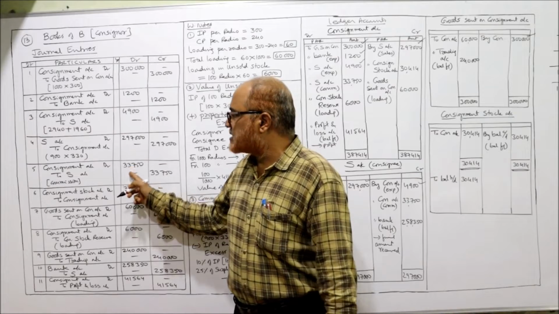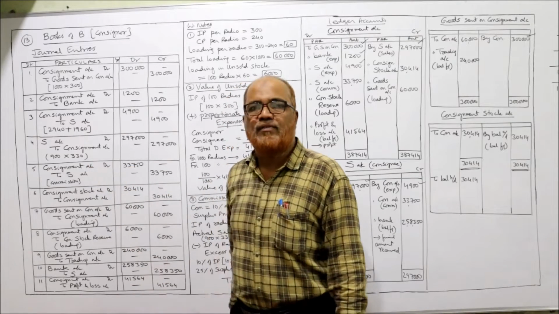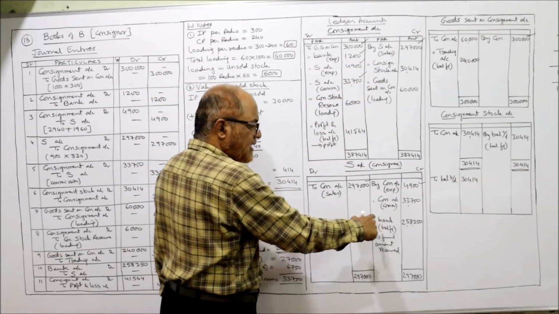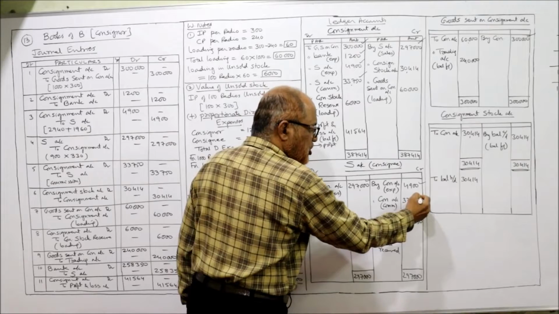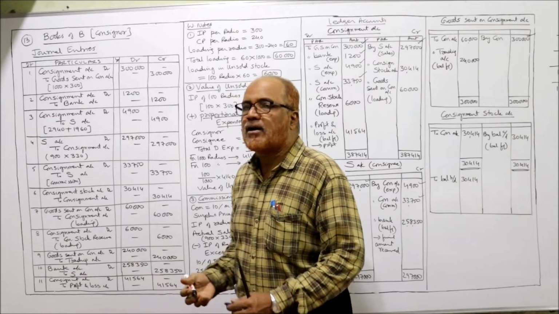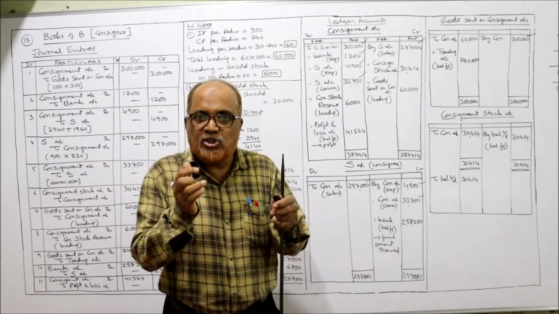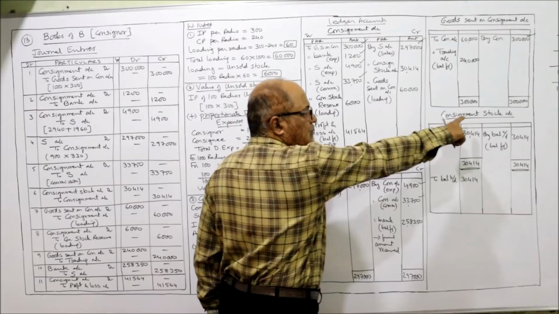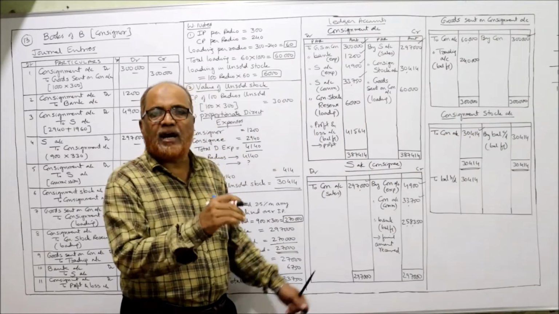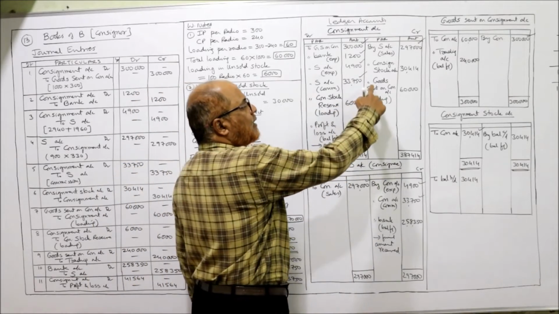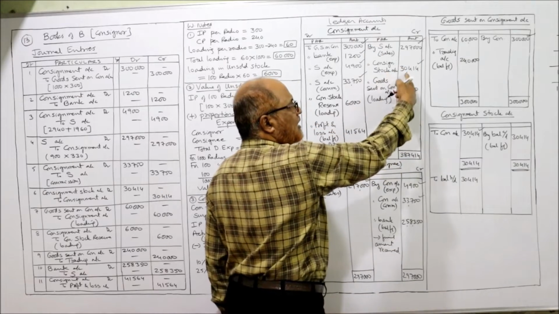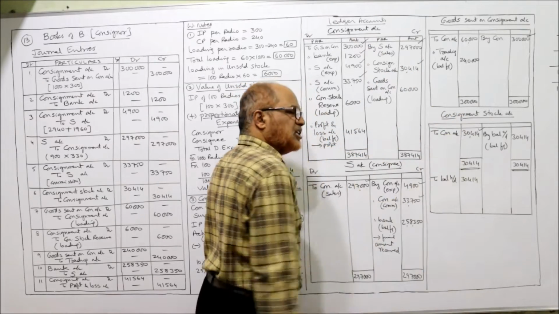2,97,000 posted. Next comes consignment to S, 33,750. Consignment account debit side to S account 33,750. S account credited by consignment commission 33,750. So the commission entry is posted. Next, consignment stock account debit to consignment. So consignment stock should be debited. This is the consignment stock. It is debited to consignment 30,400. And the consignment account should be credited here by consignment stock account 30,400. So the consignment account is credited and the consignment stock account is debited.